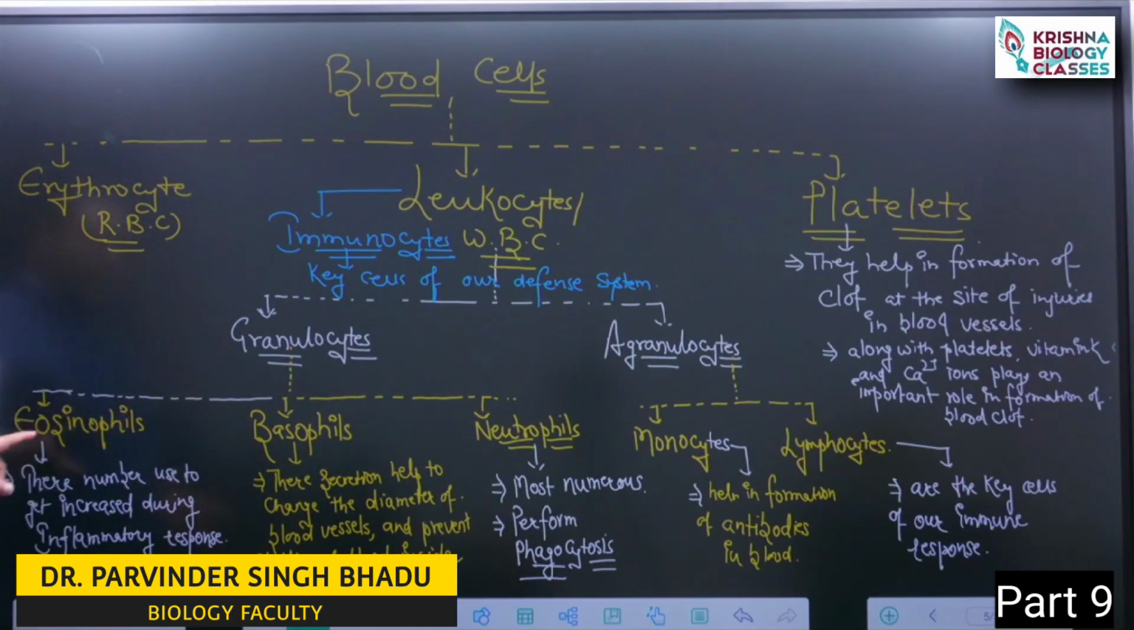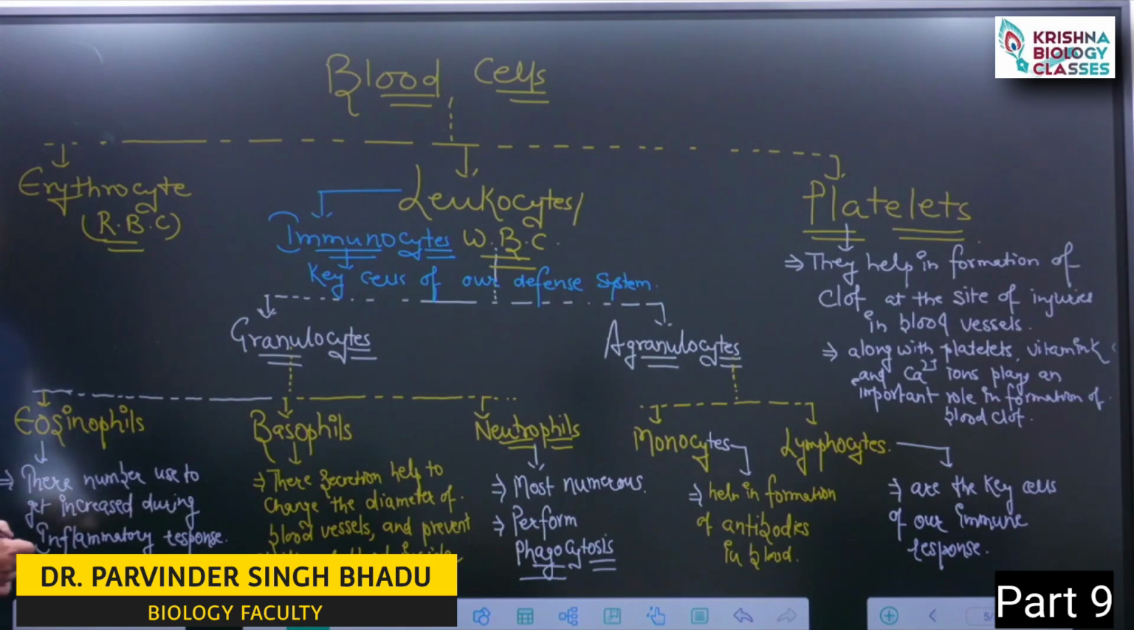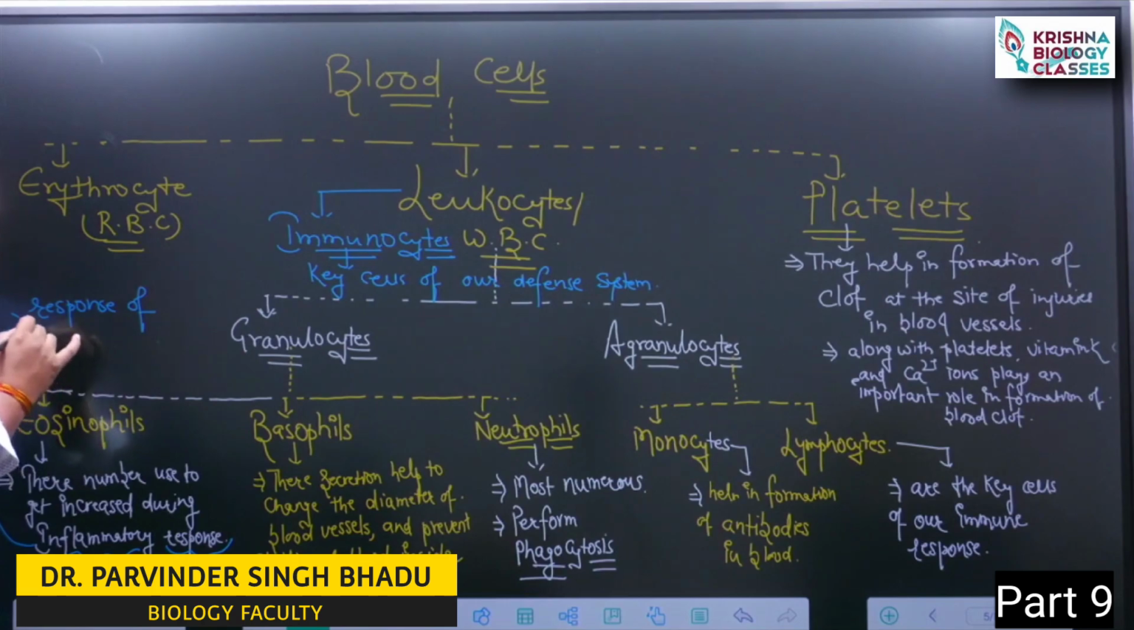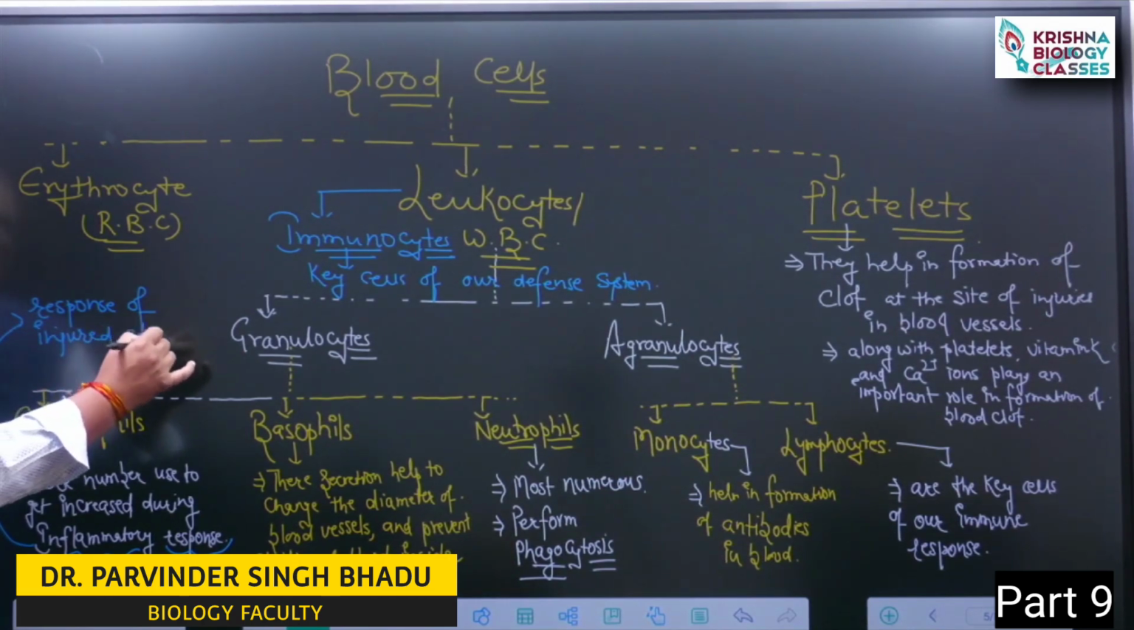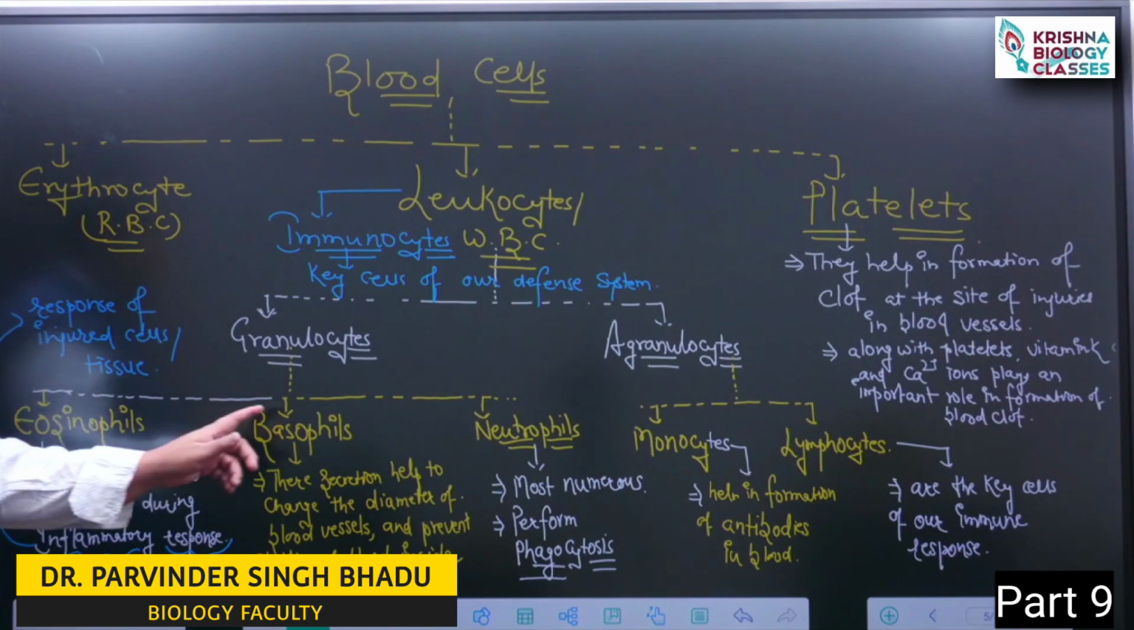The major types of granulocytes are eosinophils, basophils, and neutrophils. The number of eosinophils increases in the inflammatory response, which is the response of injured cells or tissue. So eosinophils increase during the inflammatory response.